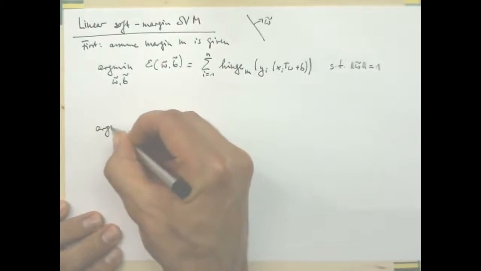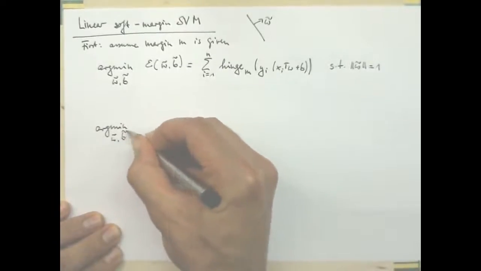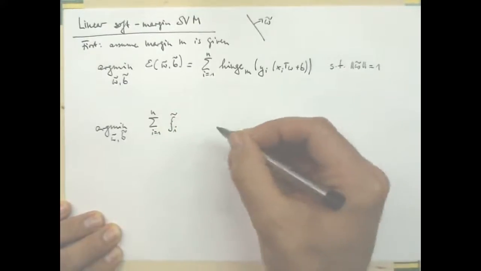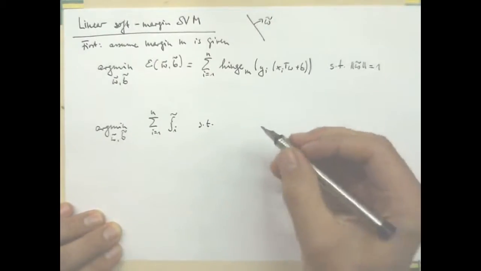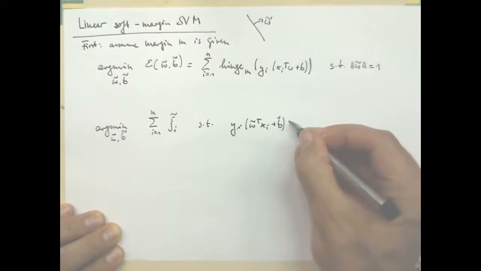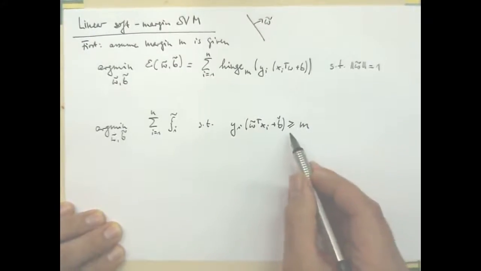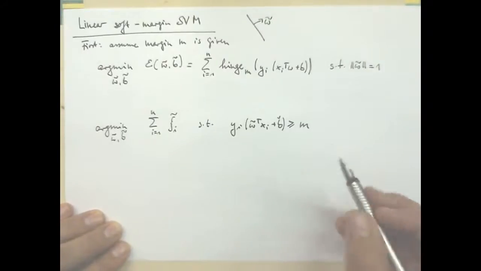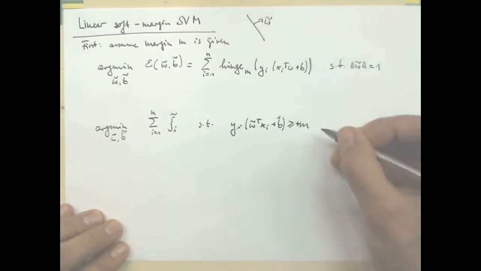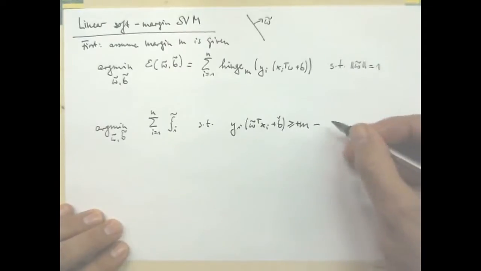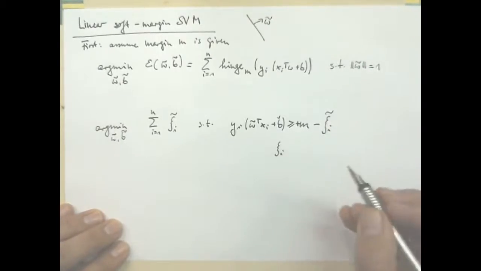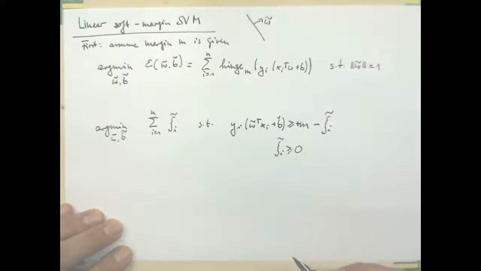So I can write that I want to minimize the sum of the slack variables, and these slacks are necessary such that all samples lie on the... we don't want the samples only to lie on the correct side of the decision boundary, we want them to lie on the correct side of the decision boundary plus a safety margin of M. However, I admit some slack, so I allow some of the variables to violate this constraint by subtracting here my slack variable, and one slack variable is associated with each observation. They all must be non-negative.